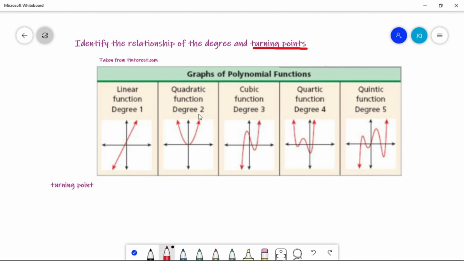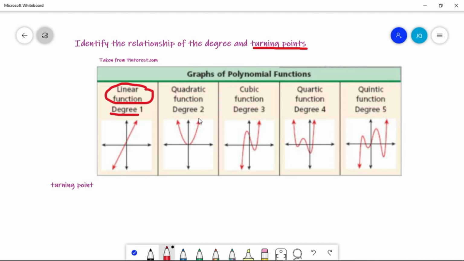So from this picture, we have a polynomial function having the degree. If you say degree, it is the highest exponent of the variable x, no? If we are using variable x. Okay, so if the highest exponent is 1, we will call it the linear function.